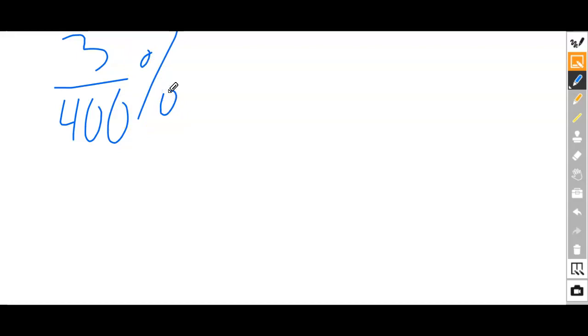So let's start off by understanding that we are going to now work with some crazy percents, and this is one of them: 3/400ths of a percent.